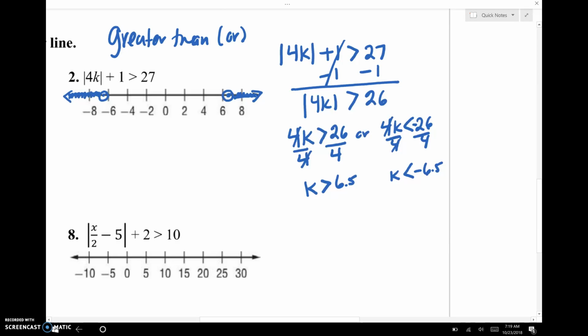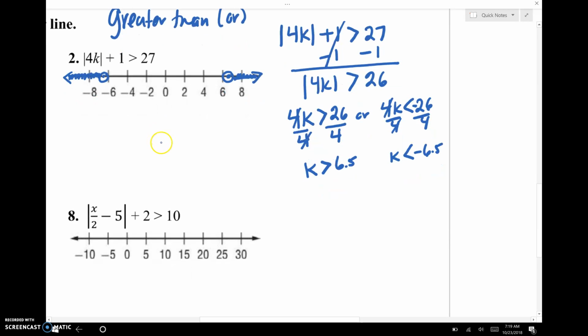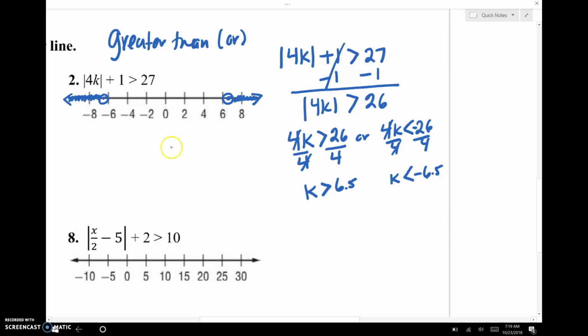If we were to write this as an interval, it would be from negative infinity to negative 6.5, union 6.5 to infinity.